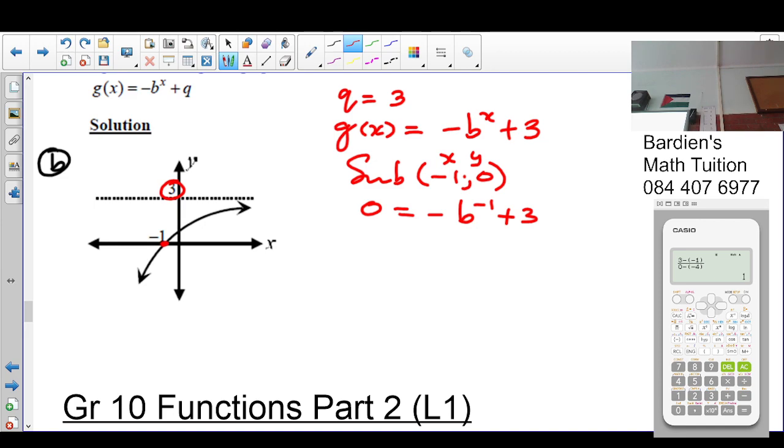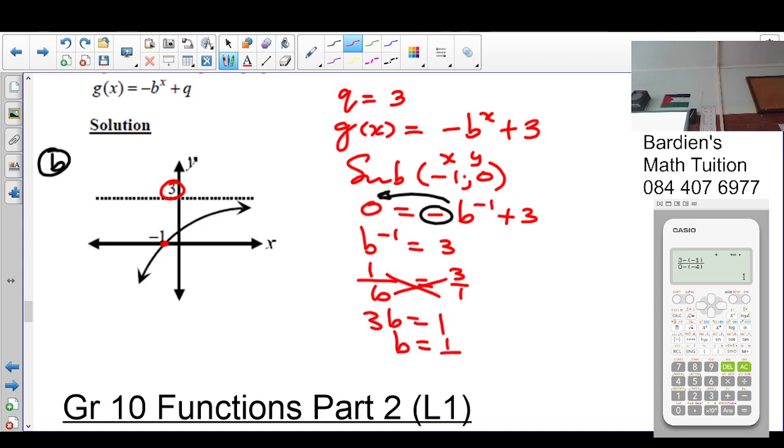So what do we do now? Take the b over. The b now becomes positive. The b to the negative 1 is equal to 3. Now what? 1 over b is equal to 3 over 1. So I can cross multiply. 3b is equal to 1, so b is equal to a third.